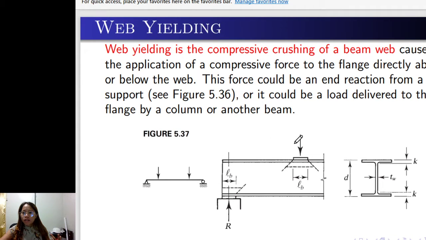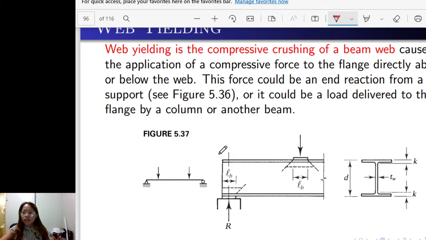Like here, this figure, there is this load on a simply supported beam. Then you have this load. The bigger picture of this one is this one. This is counteracted by the reaction.